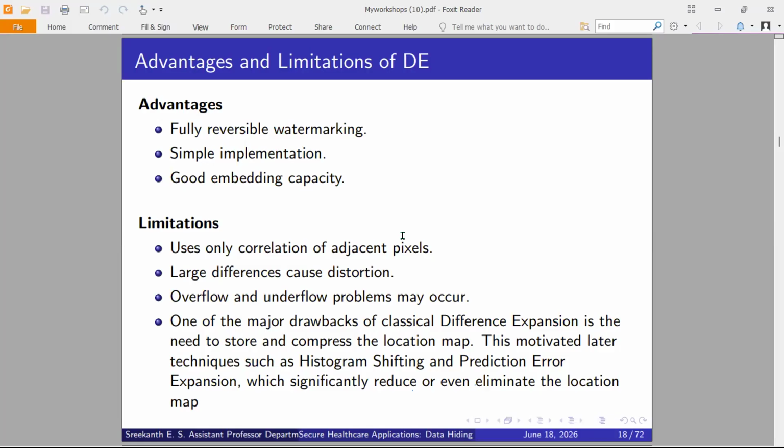So at the receiver, what will happen? At the receiver, this particular location map will be retrieved first. Then the LSB bit plane that is compressed will be decompressed, so that the initial image will be obtained at the receiver. These are common techniques used.